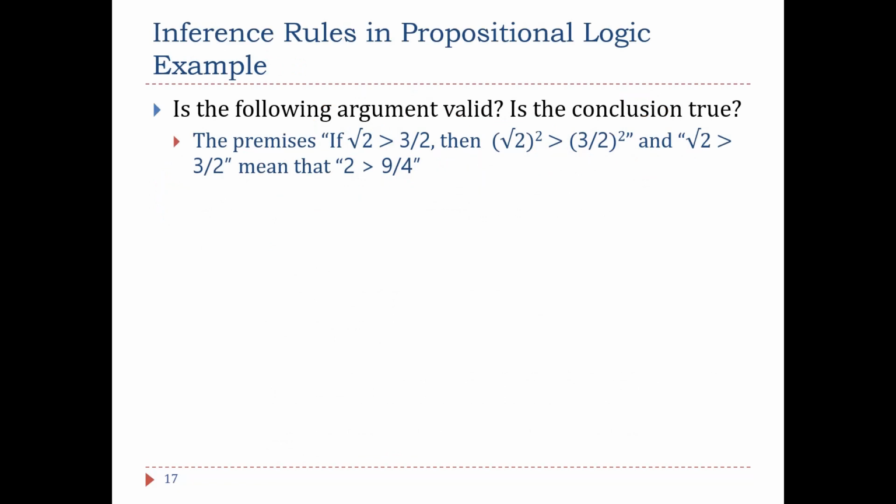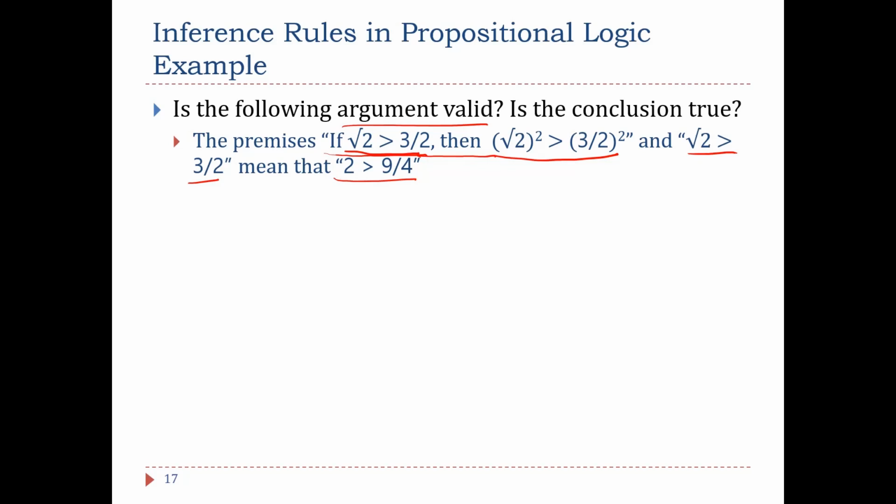They are asking us whether the following argument is valid. The argument says, if this is true, then this is true. So we have a rule that says if this is true, then this must be true. And we have another fact saying that square root of 2 is strictly greater than 3 over 2. And the argument has this conclusion, that 2 is greater than 9/4.